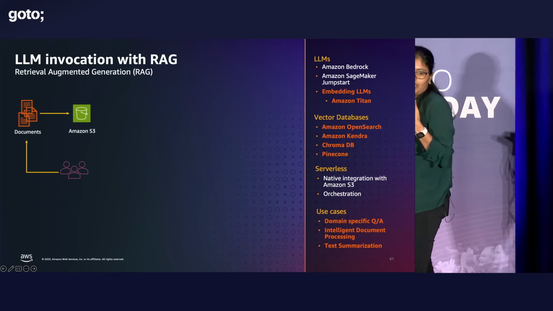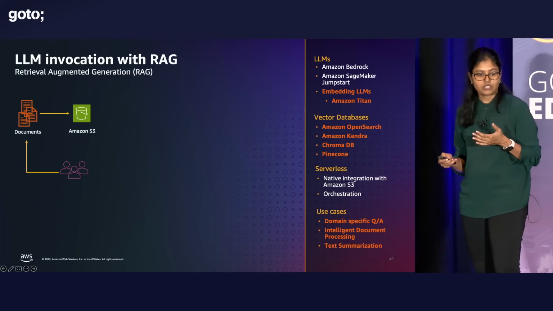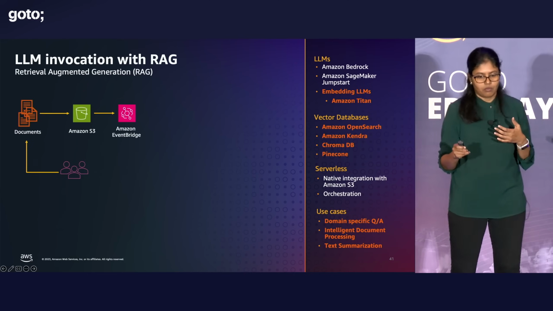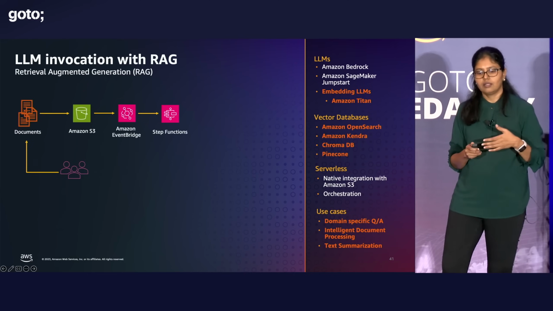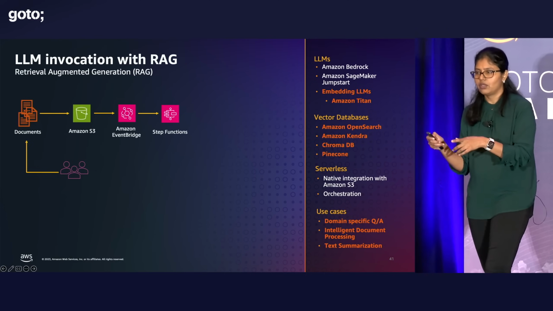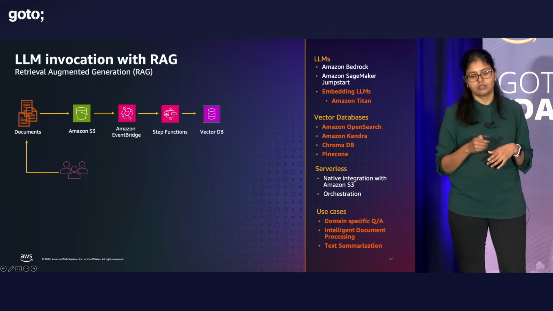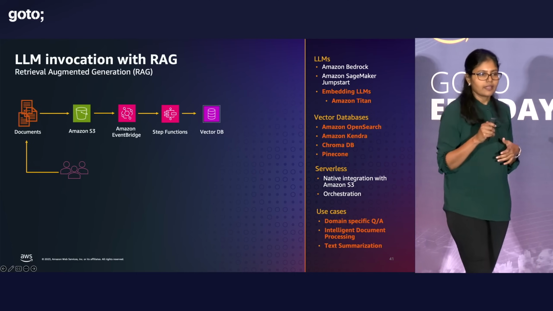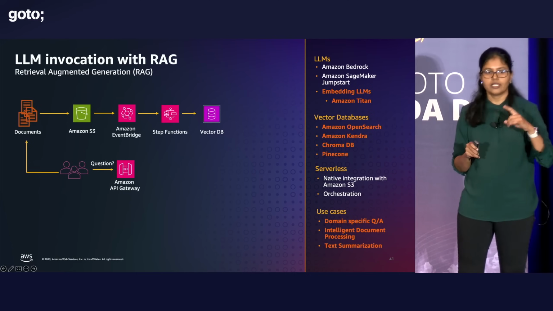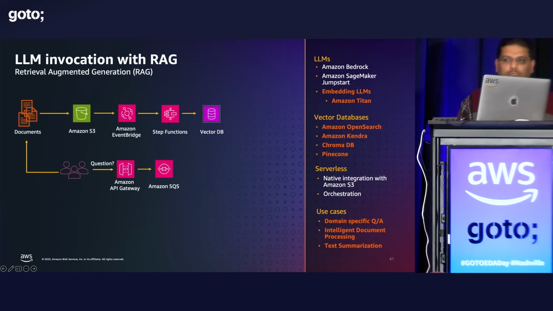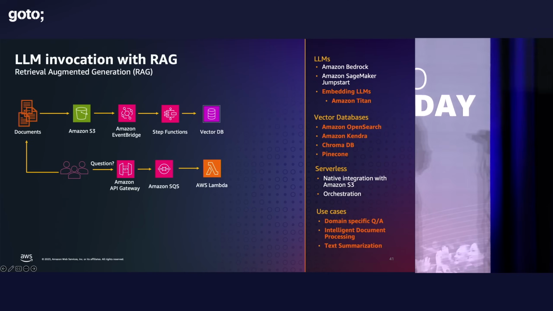You can have an S3 event notification to trigger Amazon EventBridge. And then the EventBridge applies a filter, and then you can call a Step Functions workflow. That's where the workflow from the previous slide will happen, and we'll store the data in the vector database. And then the user can ask a question related to the document that they uploaded. And that goes through the familiar path of API Gateway, SQS, to Lambda function.